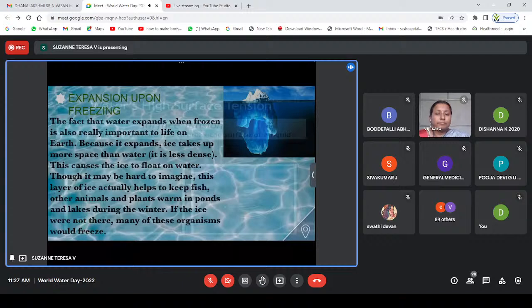Expansion upon freezing. It is one of the important qualities of water. The fact that water expands when frozen is really important for life on Earth because as it expands, ice takes up more space than water. This causes the ice to float on water, though it may be hard to imagine. This layer of ice actually helps to keep fishes and other living organisms warm inside the water bodies. If the ice were not there, many of these organisms would freeze to death.